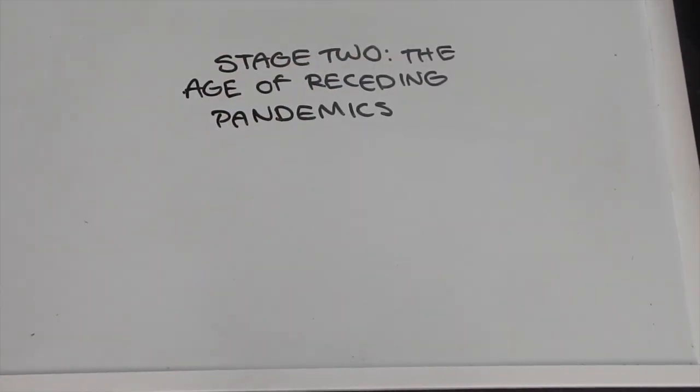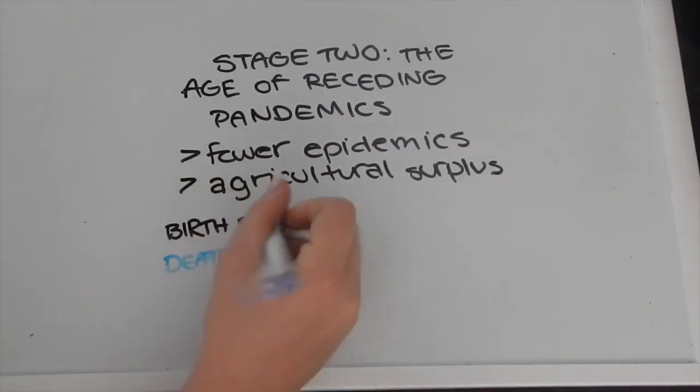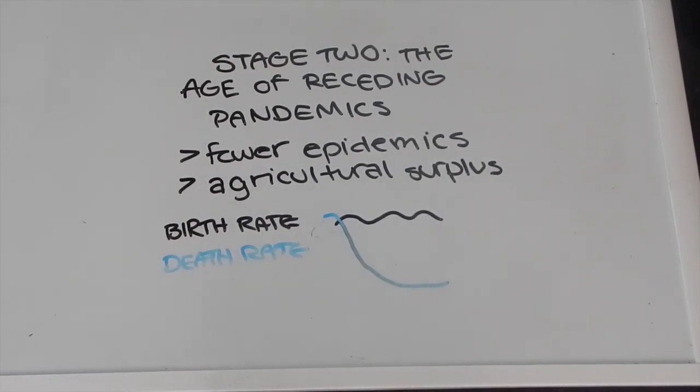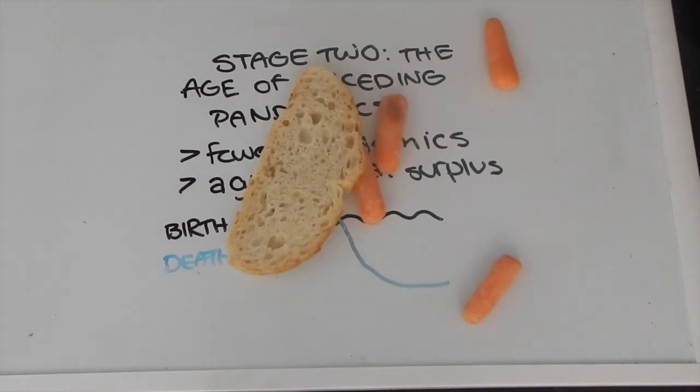In stage 2 of the ETM model, the crude death rate falls, but not immediately. The receding pandemics, improved sanitation, nutrition, and medicine all help to decrease the crude death rate in this stage. Agricultural surplus and domestication allow countries to transition into this stage and continue on developing into the next stages.